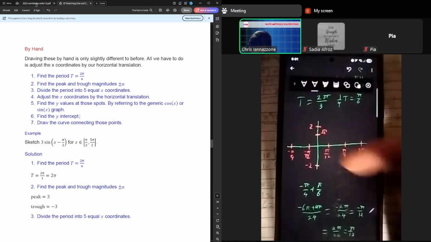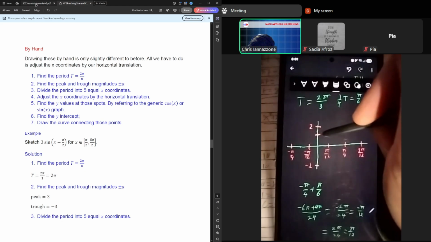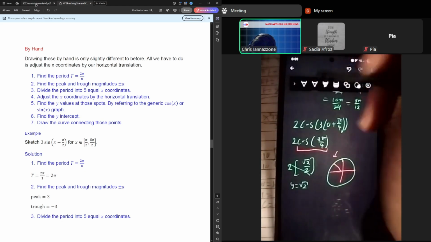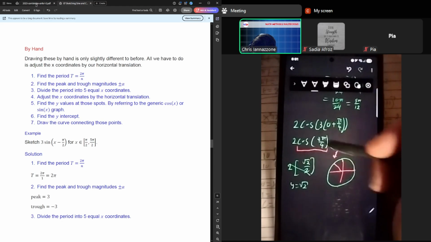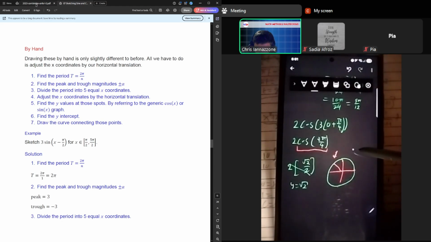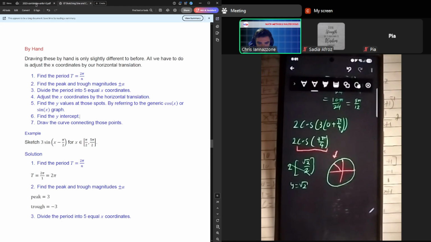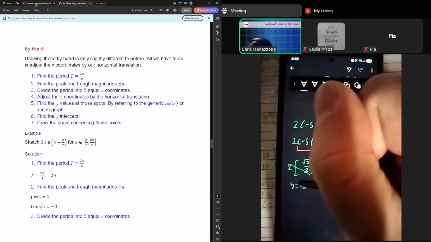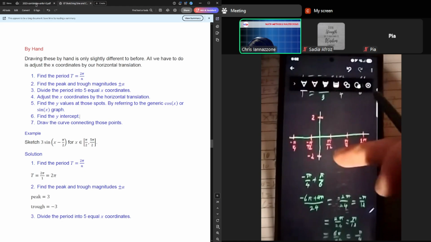Oh, wait, sorry. That does feel a bit weird. 3 pi over 4, 3 pi over 4 being that spot, cos being the x. There is something slightly off about this. What did I miss? Yeah, negative root 2 on 2. Yeah, I missed it too, don't you worry. So yes, negative root 2, final answer.